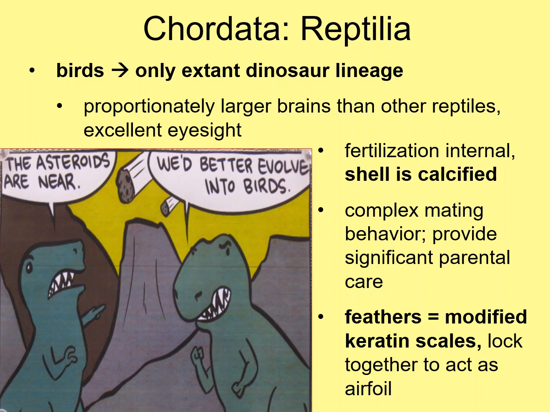Feathers are modified keratin scales, and they actually lock together, both to act as an airfoil, but also to hold in body heat. Feathers are fantastic insulators. You can trap a layer of air next to your skin, and you've got this nice little warm coat that you can wear around everywhere. So it's a very, very important adaptation for birds in terms of being able to deal with cold weather conditions.